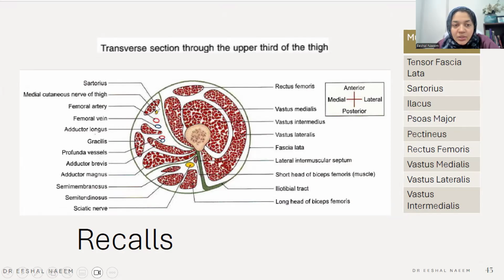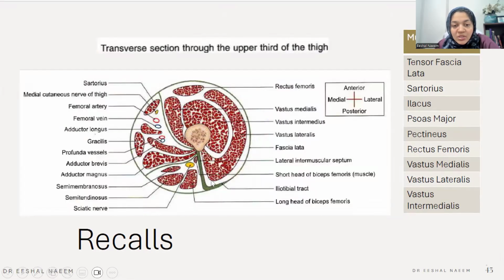This is the sartorius, and then the femoral nerve, artery, and vein. This is the adductor longus. This is the gracilis. Then there were the profunda vessels, adductor brevis, adductor magnus. Then this was the hamstrings area. We have three hamstrings: the semitendinosus, semimembranosus, and long head of biceps femoris.